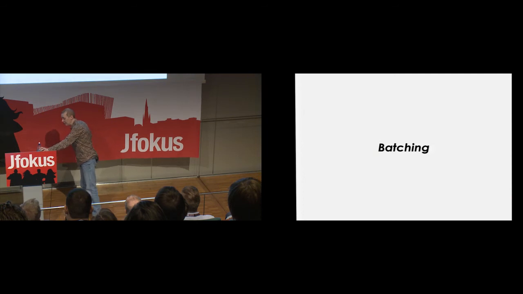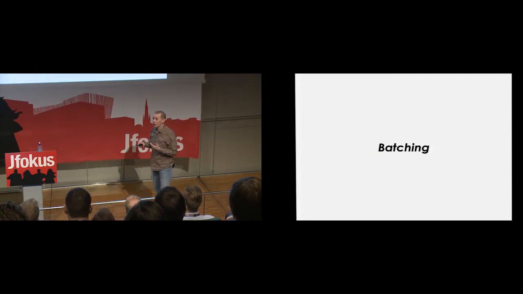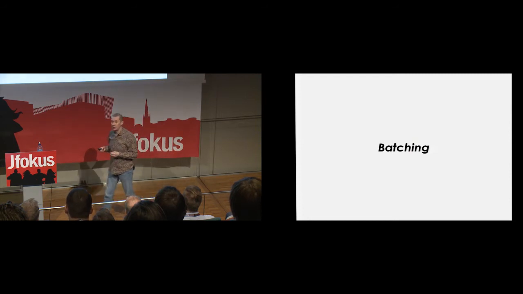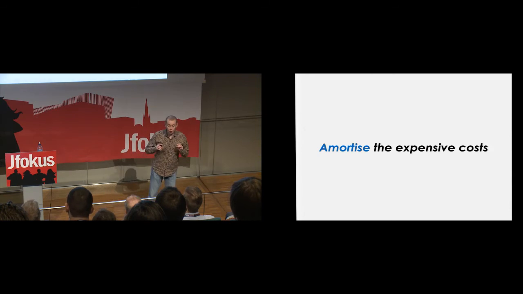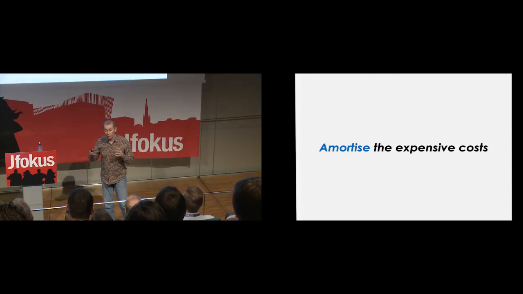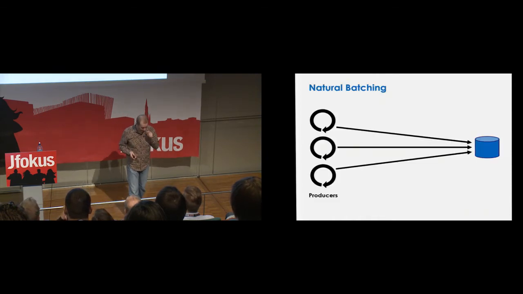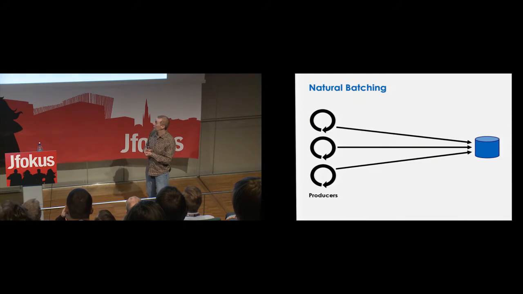Batching. I often hear people say we have to trade off latency versus throughput. There are a few cases where that's true, but generally it's not. And batching is a great way we can get rid of a lot of the expensive costs in our system. We have to go to network, we have to go to disk, we have to do all sorts of interesting things. So here's the kind of classic example.